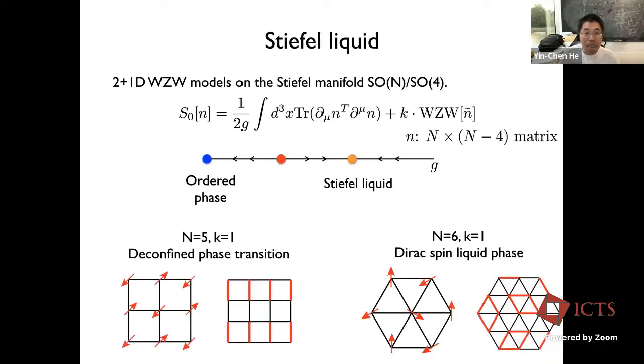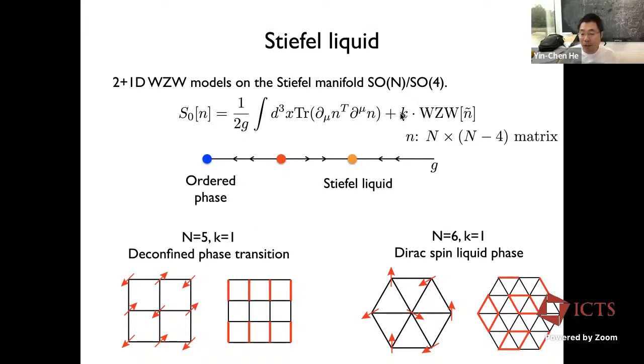Just to recap what I said: we define a Wess-Zumino-Witten model in 2+1D, and the key player is this Stiefel manifold, SO(N) quotient SO(4). As I explained, don't feel scared about this abstract manifold. It's really just an n times (n minus 4) matrix which satisfies some orthonormal conditions, and that's it. Physically, this n field corresponds to the order parameters of the symmetry breaking orders that we can find in the microscopic system. The conjecture is that for this nonlinear sigma model at finite coupling, we will get a conformal fixed point, and we call it the Stiefel liquid.